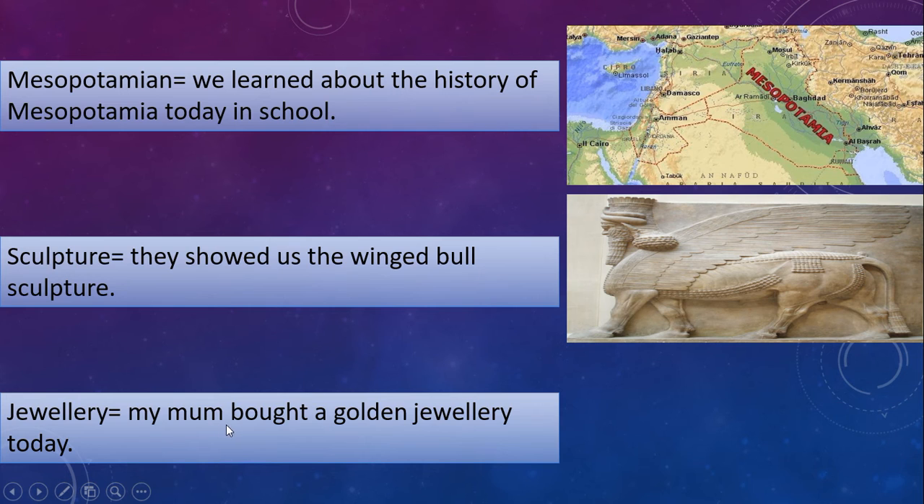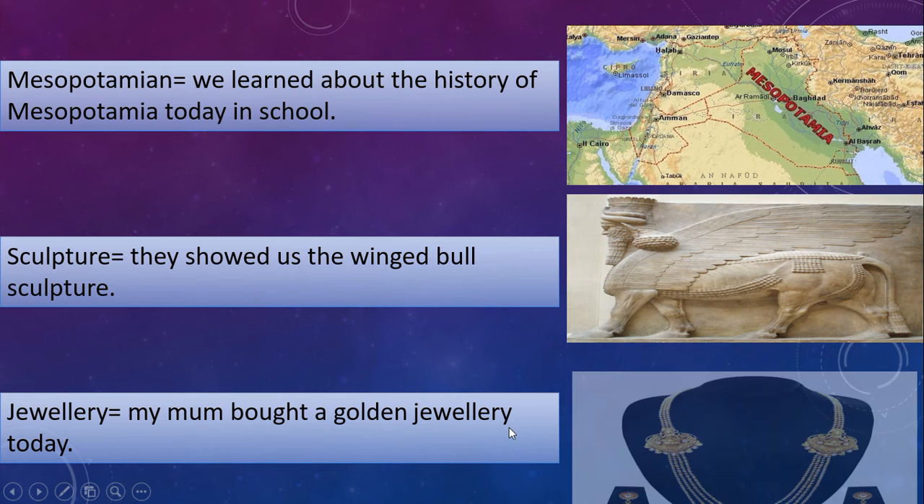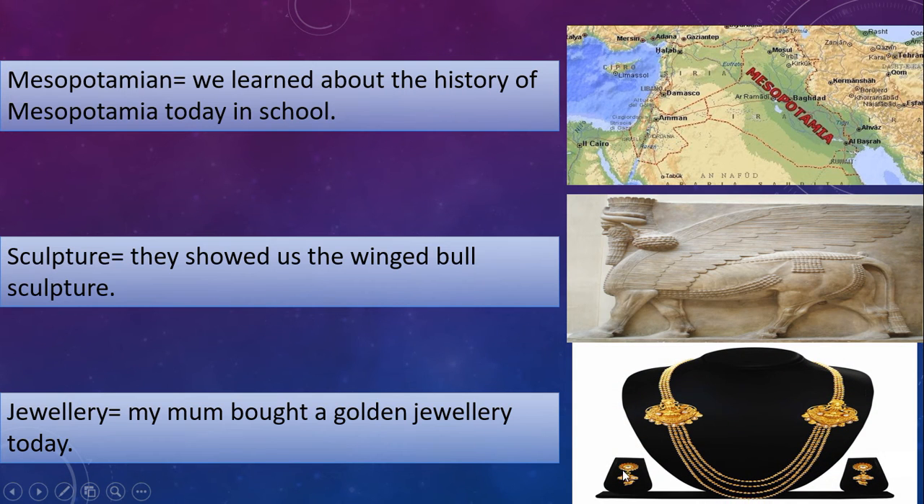Jewelry. My mom bought golden jewelry today. Jewelry are these things which women like. Earrings, necklaces, rings and so on. They are called, all of them, jewelry. They can be made of gold, silver, precious stones, or they can be made of diamond, which are the most expensive kinds of jewelry.